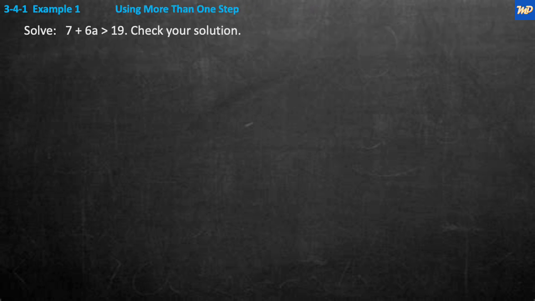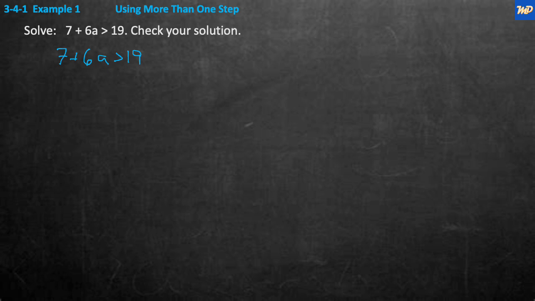Here's example 1, using more than one step to solve this inequality. The first thing we're going to do, as I always do, is rewrite the problem. As I say, you learn and understand the problem before you start working it. That way, when you get done on your test and find out you got a problem wrong, hopefully it wasn't because you copied the problem wrong or did a different problem than what was asked for. So I like to say 7 plus 6a is greater than 19. And here's my opportunity to look and say, yes, that's exactly the problem.